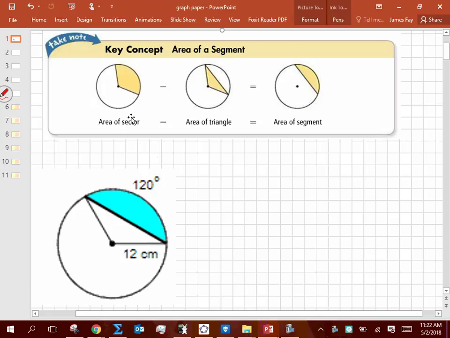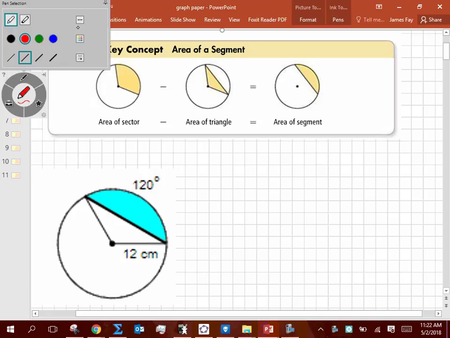Find that blue segment. The first thing you're going to want to do is find the area of everything that's blue here. That's the area of your sector. We know that formula is x over 360 times pi r squared. And when I say x, I'm just talking about the arc that defines the sector.